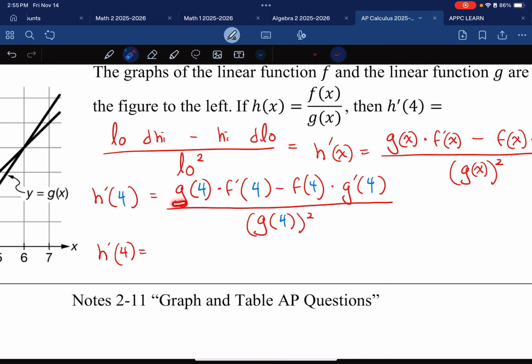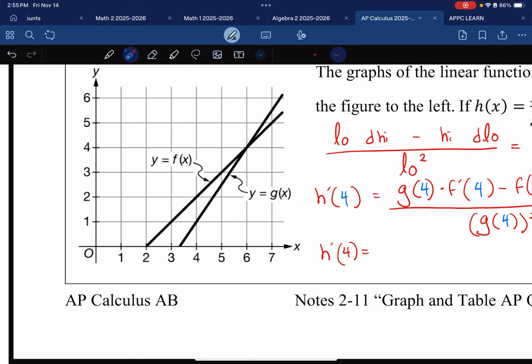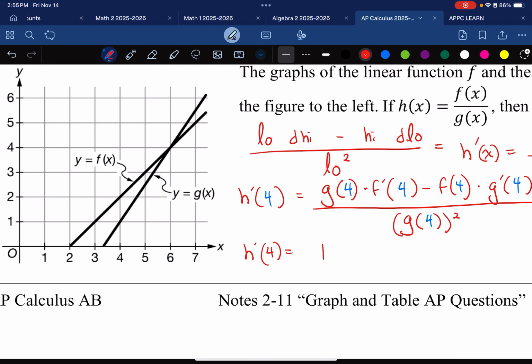G of 4 is a height because there's no prime. The height at 4 for the function g. The function g is this line right here. At 4, I come up to this height. Oh, there's the height. That height right here is a height of 1. So I can come over here and replace this with a 1 times.